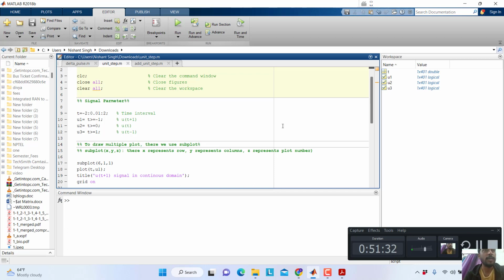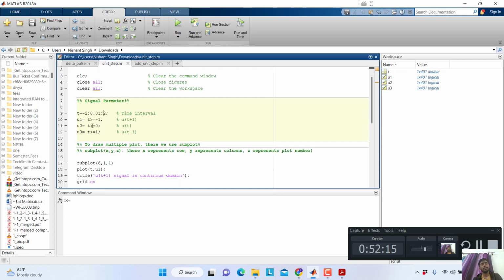Okay, so we have a time interval from minus 2 to 2, with a gap of 0.01. So overall we are getting 401 values. Okay, you can increase the samples or you can decrease the samples. This is a basic time interval. So okay, we have to plot u(t plus 1). The significance of u(t plus 1) is that it will be 1 from minus 1 to infinity, otherwise it will be 0. So it will be 1 for t greater than or equal to minus 1.